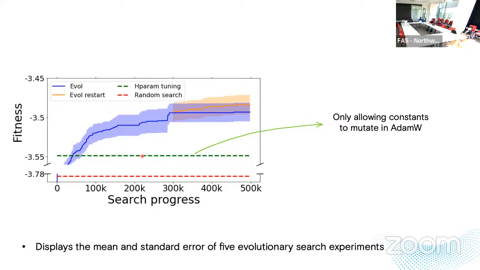Alright, so in this green one, they only allow the constant to mutate in the population rather than adding new statements on anything. It's just the constants that mutate. Alright, so this blue color curve represents the mean and the standard error of 5 experiments which ran, and after 300k steps of progress, they restart with the best algorithm found. So that's actually to improve the fitness further.